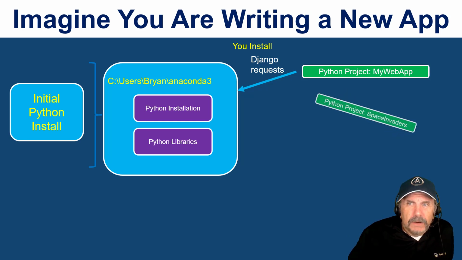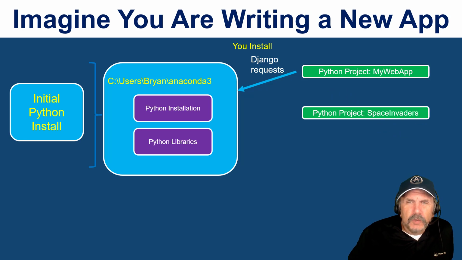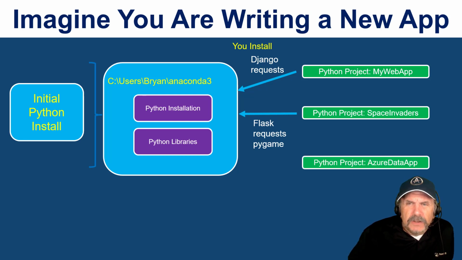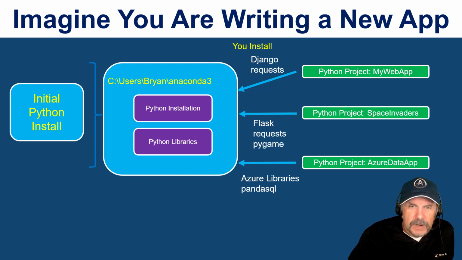And then a little later I say, I think I'll write a nice little Space Invaders game, and I create another project. This one, I have to install Flask. I install requests, which is also used by Django, and I install this great library called Pygame. No problem. I got that up and running. Great. Then a little later, I decide to do an Azure data application, and I need to install the Azure SDK, which is a large library with lots of dependencies on other Python libraries, and I'm installing Pandas SQL.